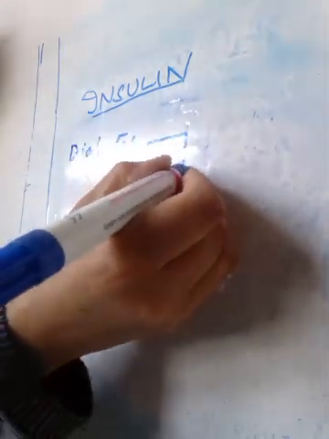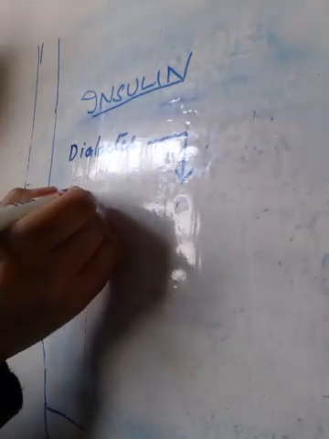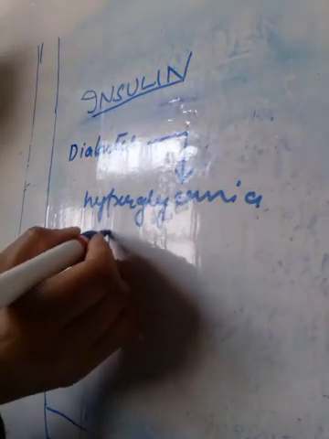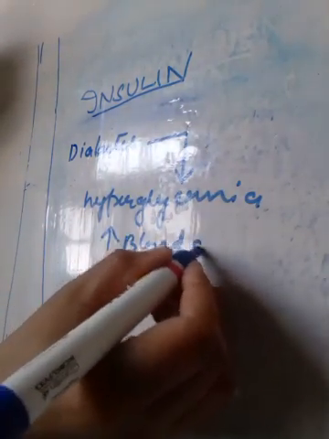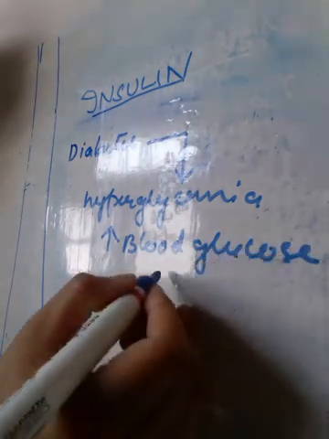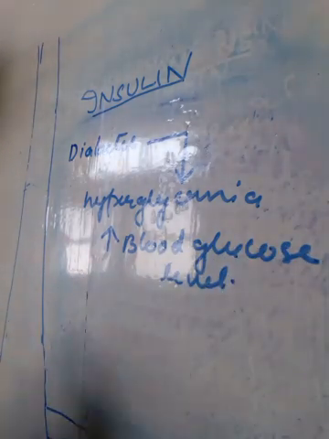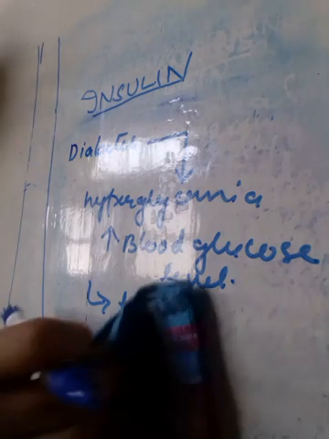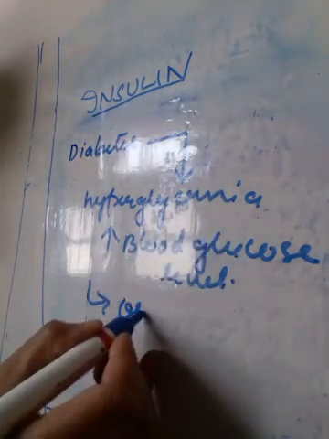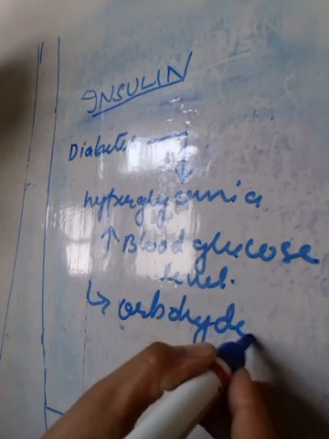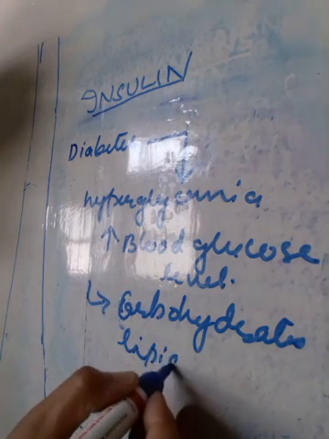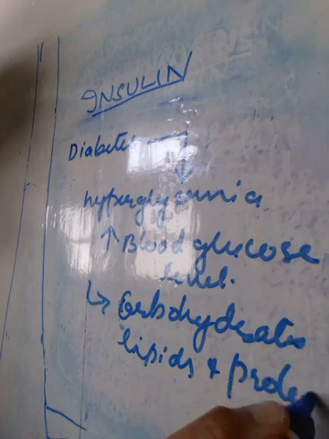Diabetes is a condition in which the patient suffers hyperglycemia. Hyperglycemia, which means that there is an increase in the blood glucose level. And there is altered metabolism of carbohydrates, lipids, and proteins.